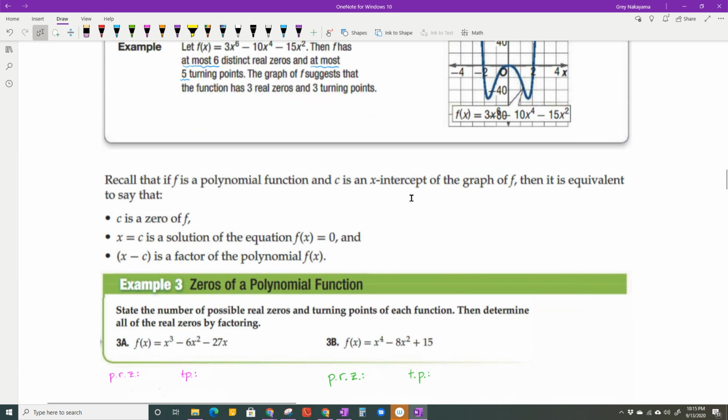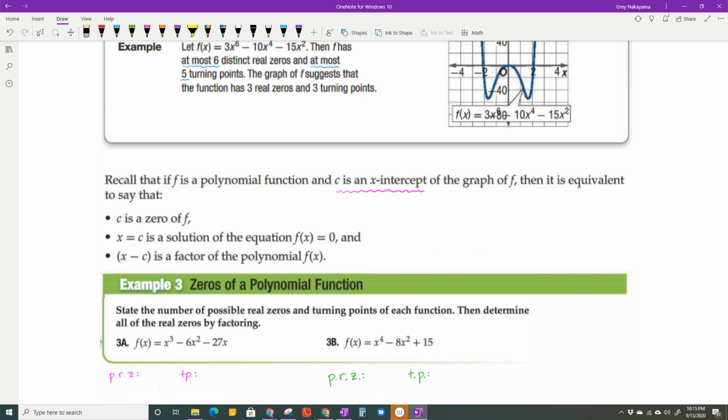Next we need to talk about the different ways something is named with polynomial functions. I myself am a mother, a daughter, a sister, a teacher, lots of different names for the same person. Okay, we have that in math also.